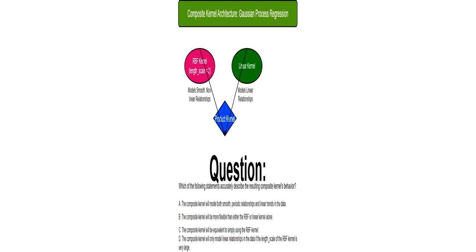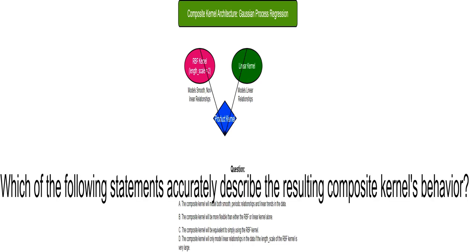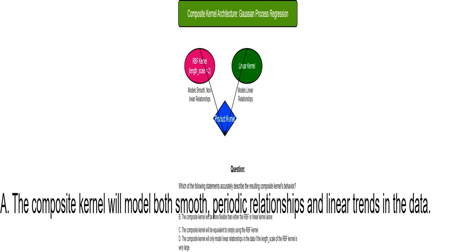We're asked to determine what a composite kernel, a combination of a radial basis function, RBF, kernel and a linear kernel, can do. This sets the stage for evaluating several statements about how this composite kernel will work. This option suggests that the combined kernel handles smooth curves, repeating patterns (periodic), and straight lines. I need to check whether that's true based on the properties of RBF and linear kernels.